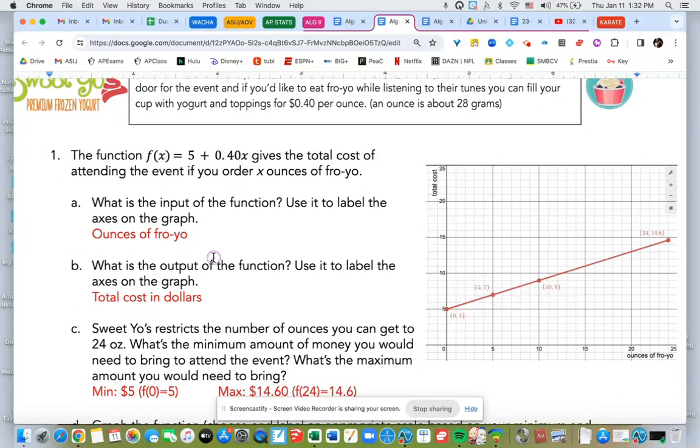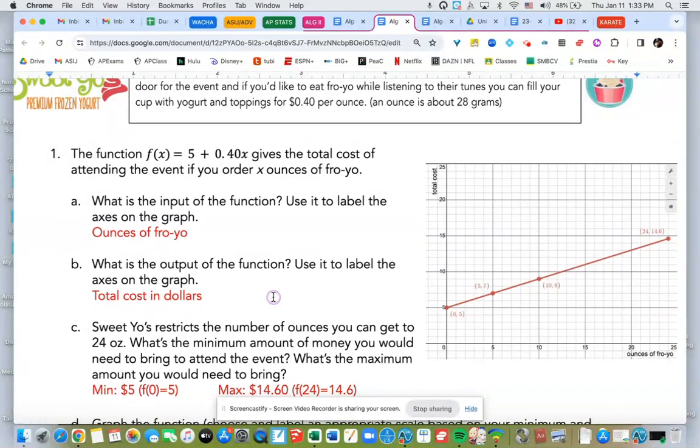So when we get into it here, they ask what's the input? Well, the input is the x, and they tell you it's the ounces of frozen yogurt you're going to be getting. What's the output? That's part B here. The output is f of x. Well, that's how much money it's going to cost you to go to this event and eat frozen yogurt. So $5 to get in, plus how much money you spend on yogurt. So that together will give you the total cost in dollars.